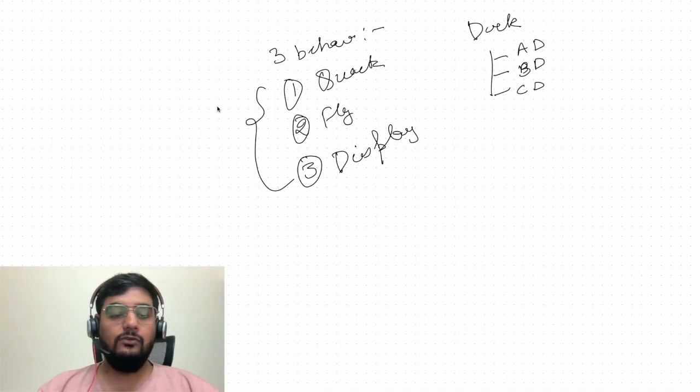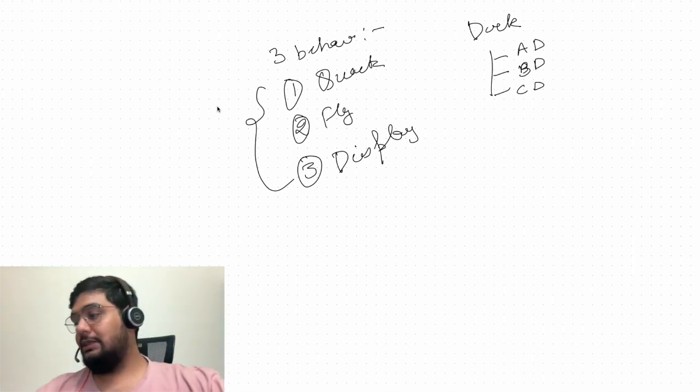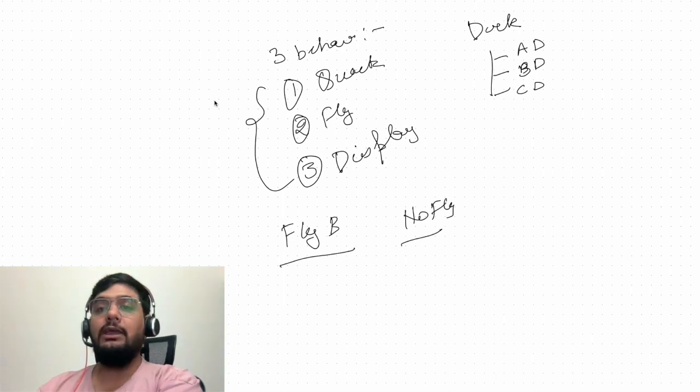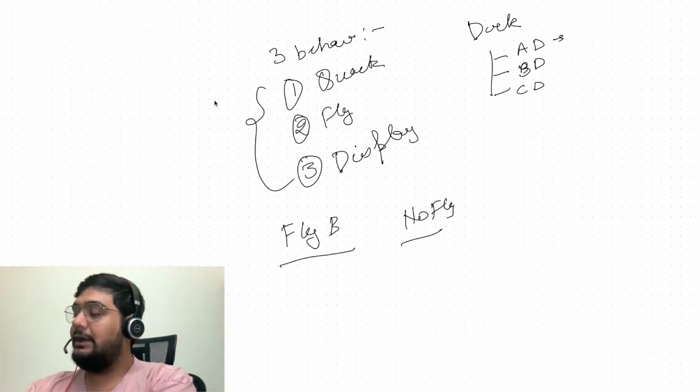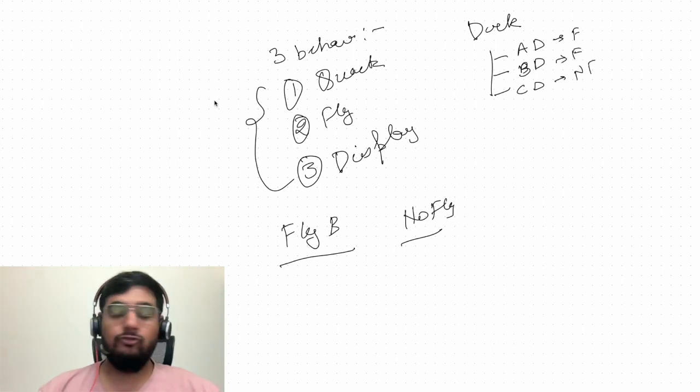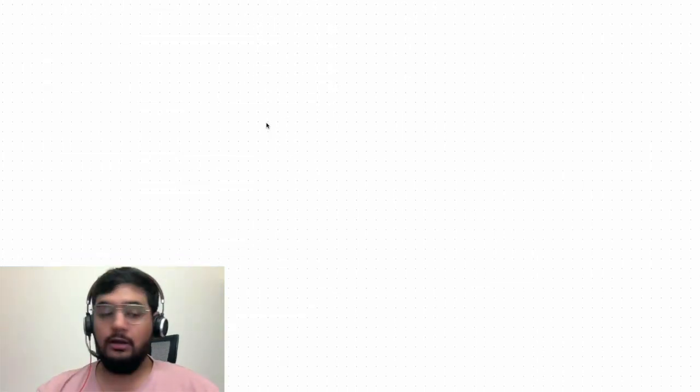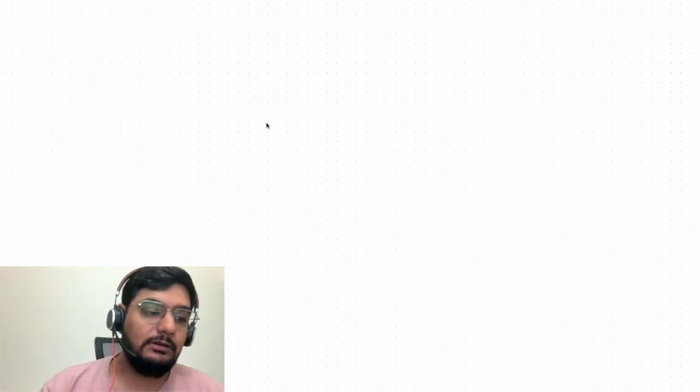In this case, we are usually concretizing the underlying behavior or a set of algorithms that can be extended easily to different cases. So let's say in the above example, if I have a fly behavior and a no fly behavior, then it can be easily extended in my solution: A duck has fly behavior, B duck has fly behavior, whereas C duck has no fly behavior.